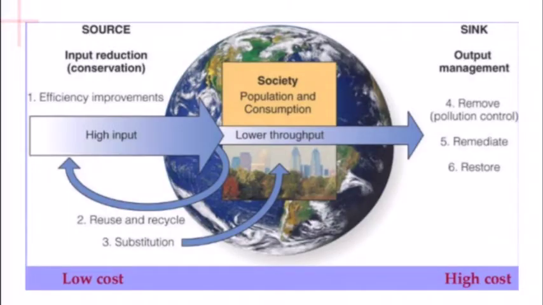Now, as shown in the picture, we have on the left hand side the source and on the right hand side we have the sink. The left hand side talks about the input reduction, that is the conservation mechanism, and the right hand side talks about the output management. The left hand side highlights how we can reduce the input in terms of conservation. The left hand side talks of efficiency improvement, reuse and recycle, and substitution.